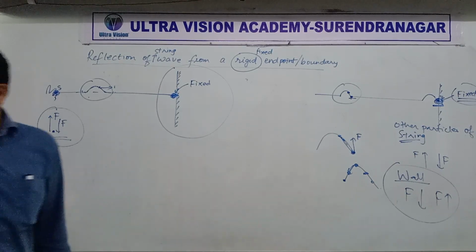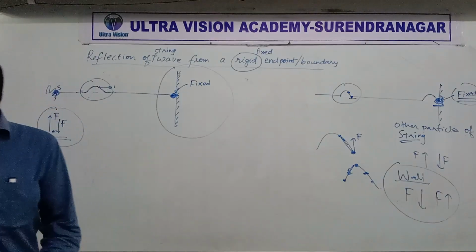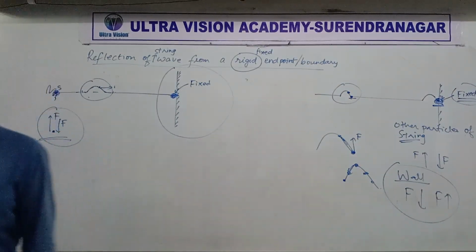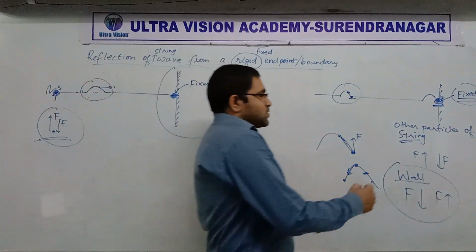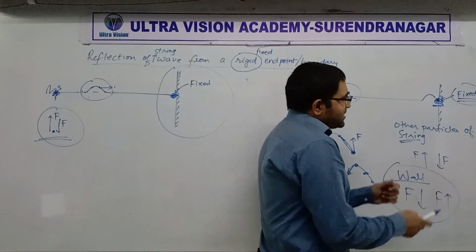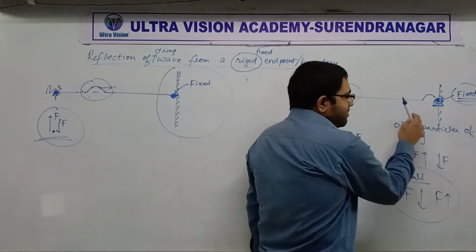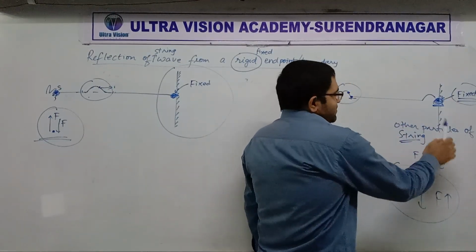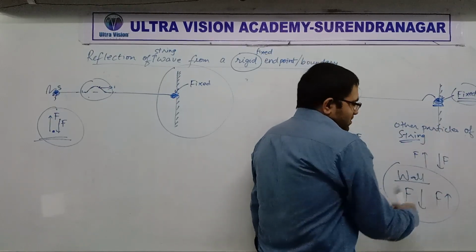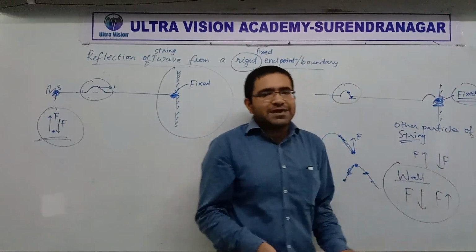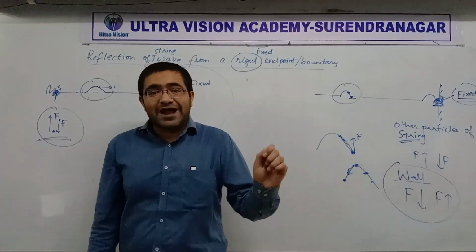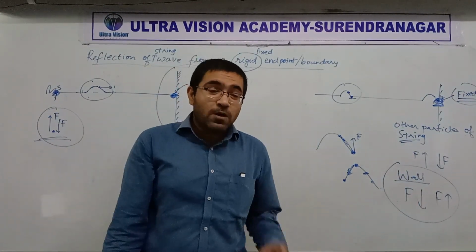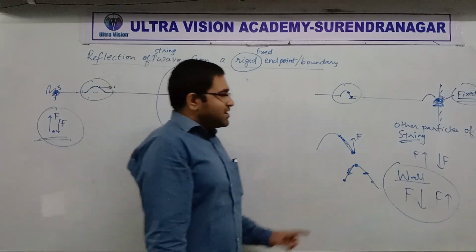Opposite. Basically, it's going to be the opposite. Right? So what happens is when the string tries to pull this last point up, the wall will pull it down. When the string tries to pull the last point down, the wall will pull it up. So ultimately, all the forces will get cancelled. But there is a side effect of doing this. What's that? Think about it.